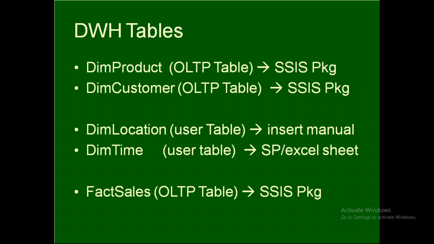Then the fact sales table also we have to create. So one package we have to create, and for this you need not have incremental loading. So this is full loading. It's very simple. And only these two packages I have to create, and for these two, dim product and dim customer, I have to perform incremental loading.